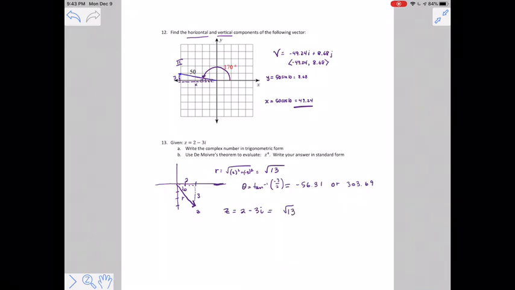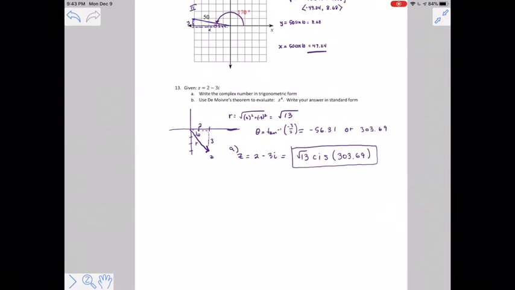And then instead of doing cosine plus i sine, the abbreviation there was cis. And then you put the angle. So this would be the answer to part A. This is that complex number in trigonometric form.